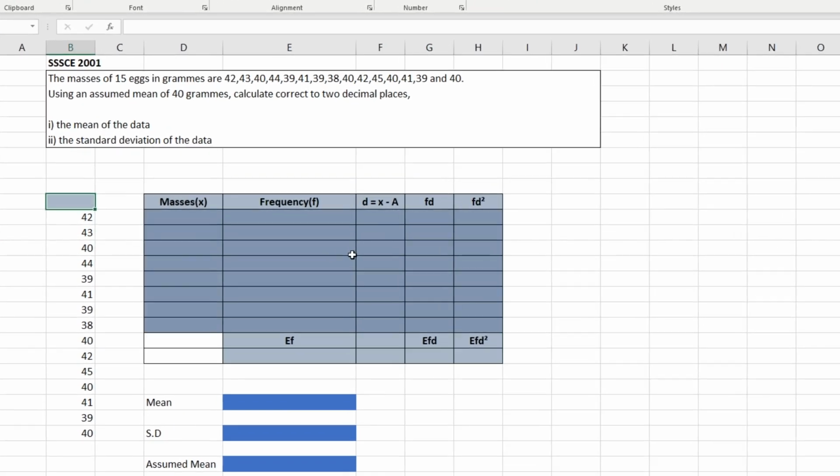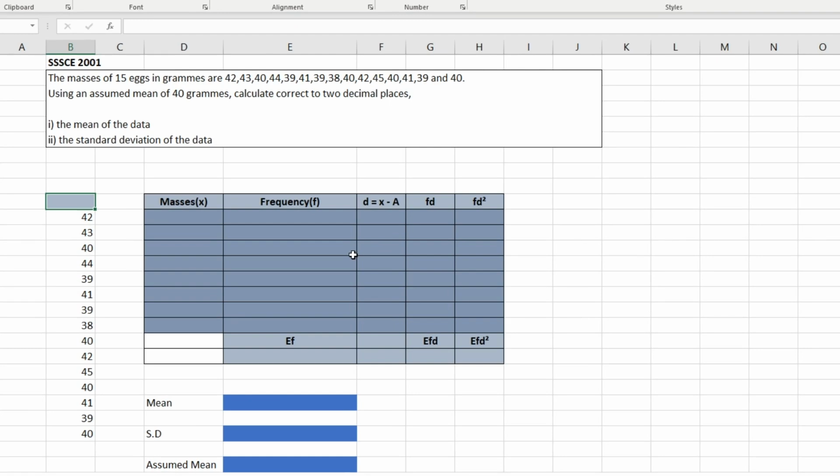In the question, it says the masses of 15 eggs in grams are 42, 43, 40, 44, 39, 41, 39, 38, 40, 42, 45, 41, 39, then 40. The question says, using an assumed mean of 40 grams, calculate, correct to 2 decimal places, the mean of the data and then the standard deviation of the data.